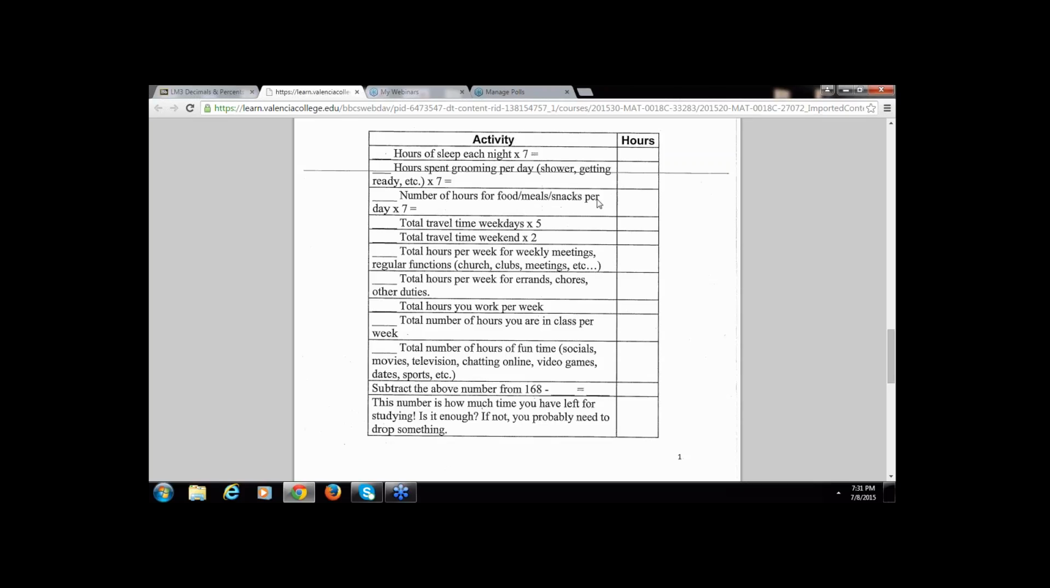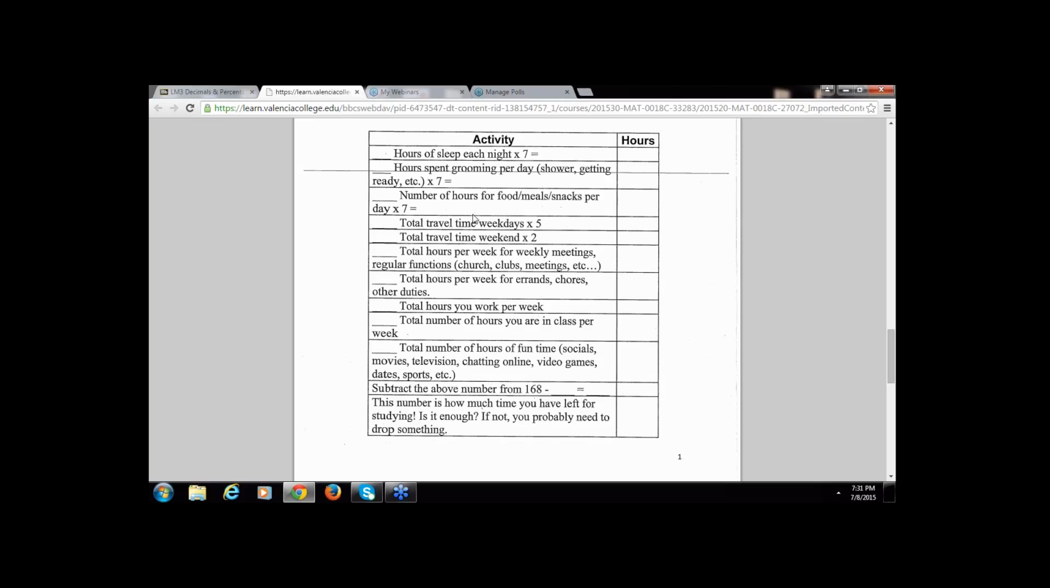Number of hours for food, meals, and snacks per day. This involves cooking the meals, or if you're going out to eat, waiting in line, all those kinds of things. How long do you really spend? Breakfast, lunch, and dinner, whatever that may be. These numbers will be different for everyone.